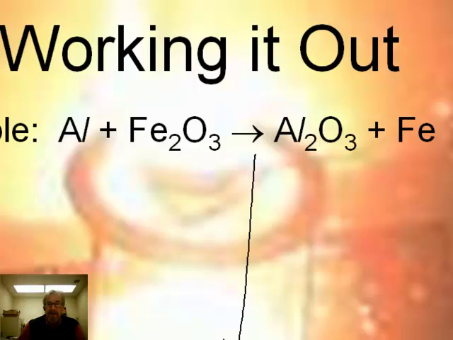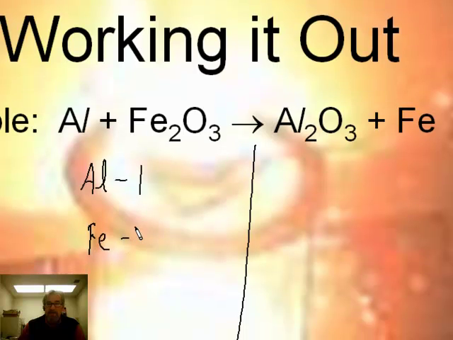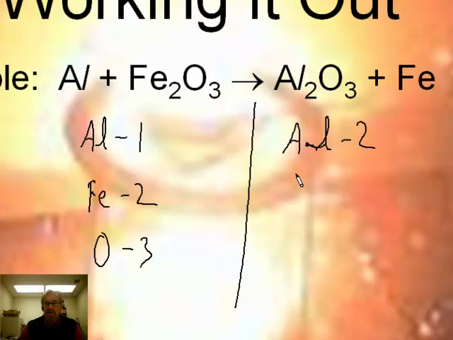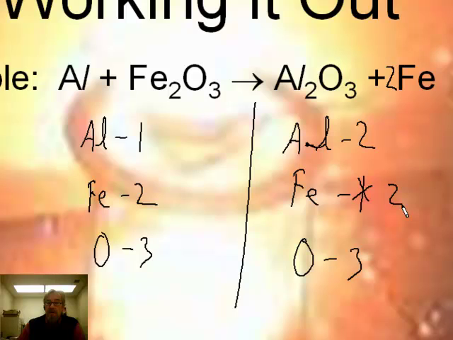Looking at the left-hand side, for aluminum I have 1 mole, iron, subscript of 2, so that means 2 moles, and oxygen, subscript of 3. On the right-hand side, aluminum is 2, iron is 1, and oxygen is 3. My oxygen's okay, aluminum and iron aren't. They're pretty easy to balance. If I put a 2 in front of the Fe, I will change that to a 2. If I put a 2 in front of the aluminum in the equation, I will change aluminum to 2, and that will bring it into balance.